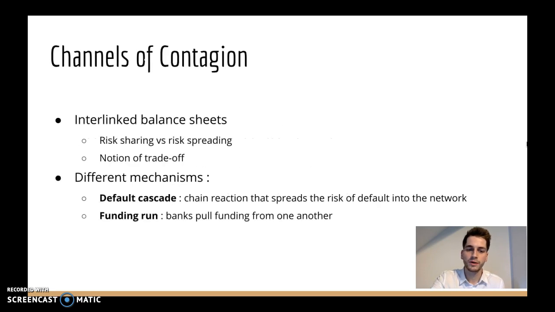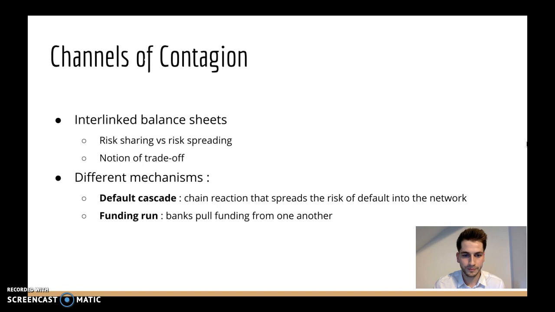So, what are the channels of contagion through which a shock can spread into the network? In a network where balance sheets of the different institutions are interlinked, the propagation can go pretty fast. Interbank claims show themselves as a good way to share risks between banks, but they establish relationships facilitating the spread of a shock of bank issues.